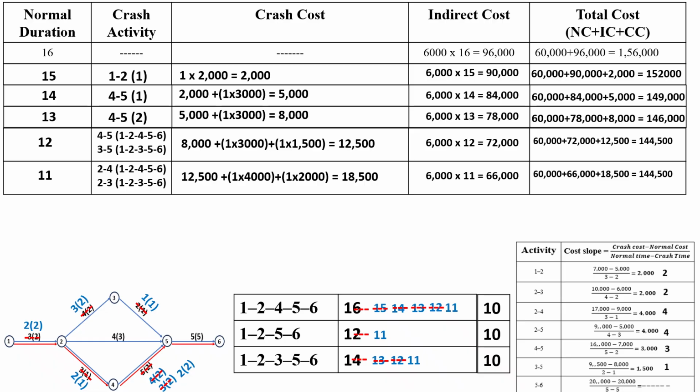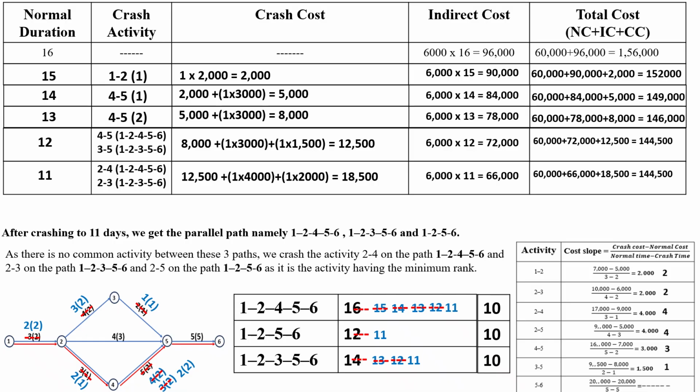So here observe that after crashing to 11 days, we get the parallel paths, namely 1, 2, 4, 5, 6, 1, 2, 3, 5, 6 and 1, 2, 5, 6. So after crashing to 11 days, all the three paths have the same duration, that is 11 days. So now all these three paths are parallel paths.